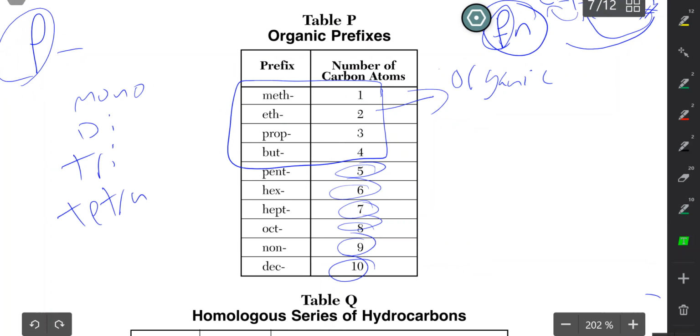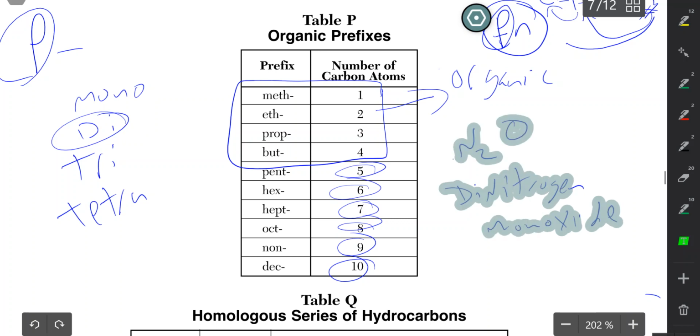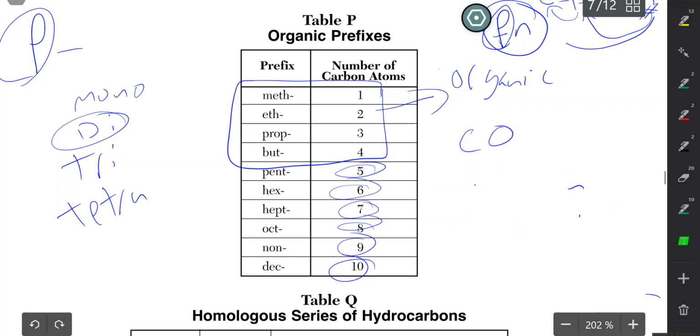Okay, naming molecular compounds is actually very straightforward. All you have to do is use the prefixes to identify how many atoms you have. So let's say N2O, that's 2 nitrogens. I would say di, nitrogen. 1 oxygen, I would say monoxide. Let's say I'm given another example. CO. 1 carbon, I would say carbon. 1 oxygen, I would say monoxide.